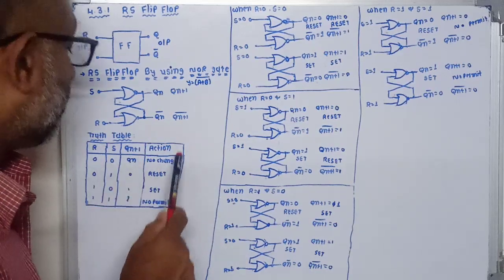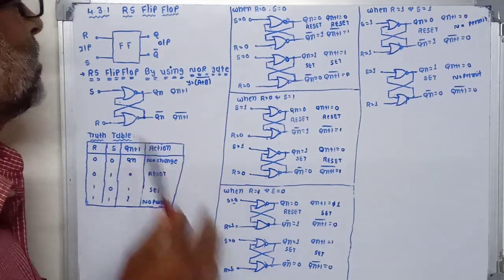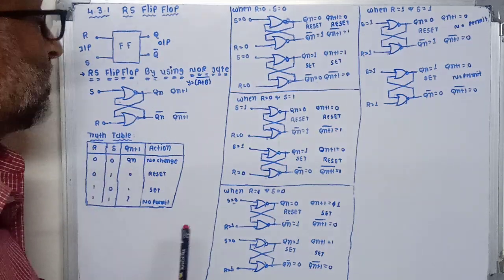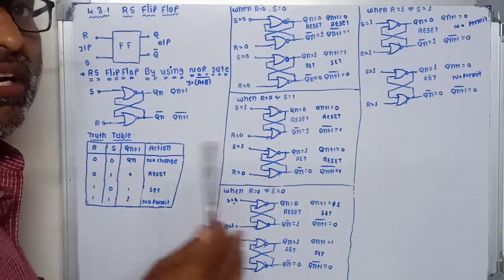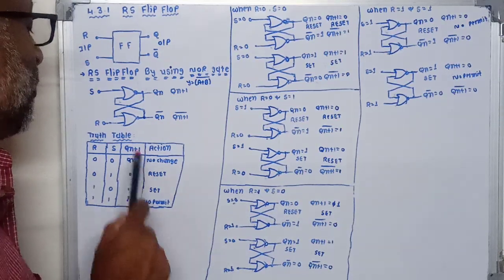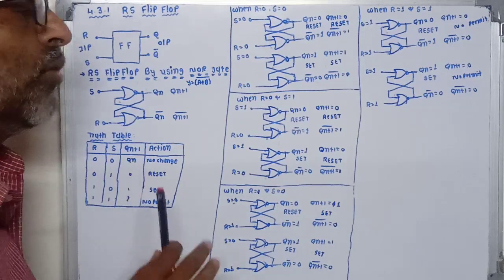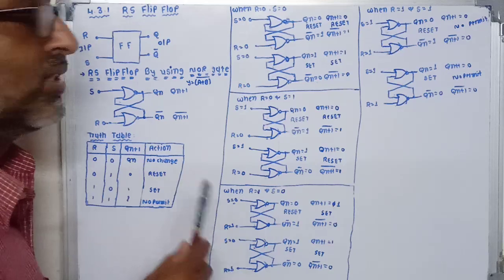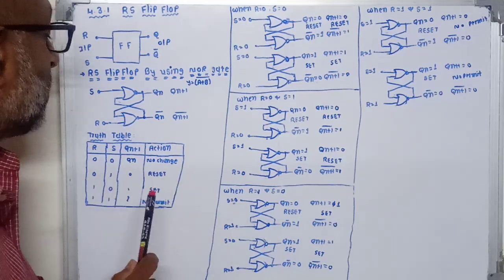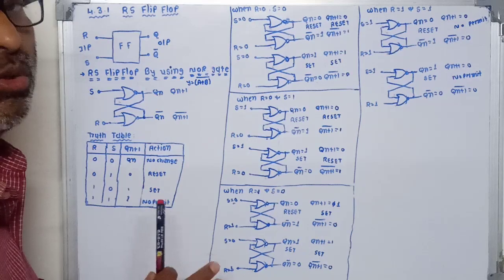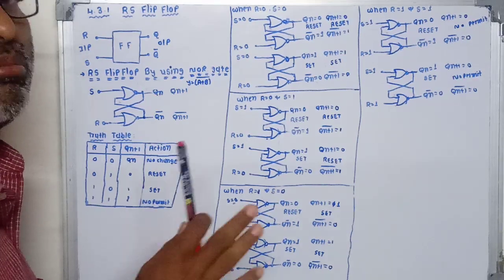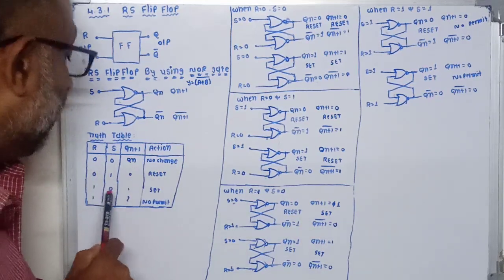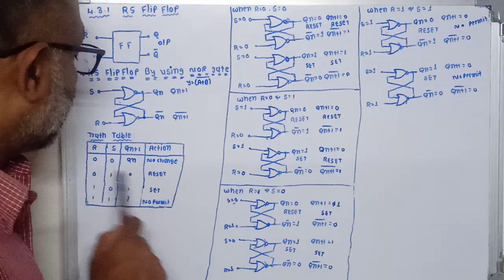So here this is the truth table for the RS flip-flop by using NOR gates. Here R and S are the triggering inputs to the flip-flop. Qn plus 1 is nothing but the output condition after the input is applied, and this is the action. Two inputs are used, so there are four input combinations possible: 0 0, 0 1, 1 0, and 1 1. Now let us see one by one.